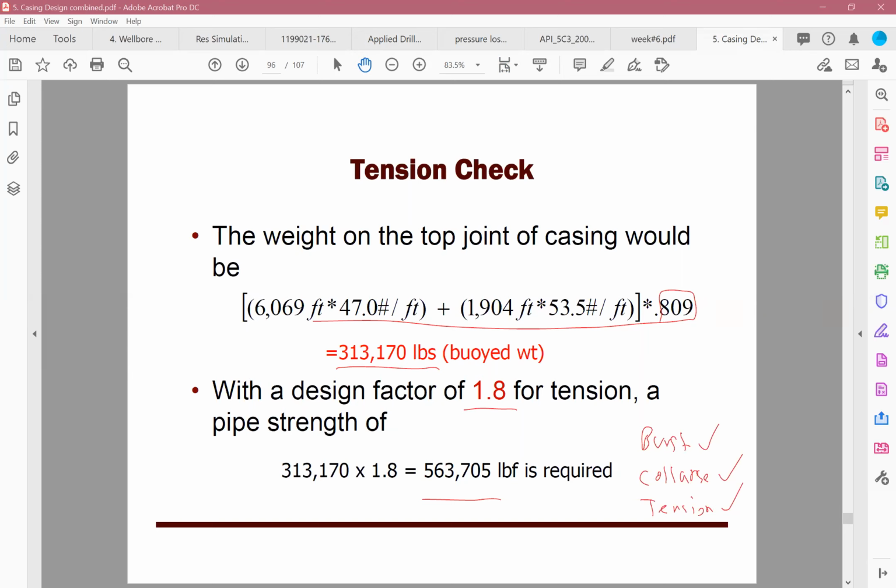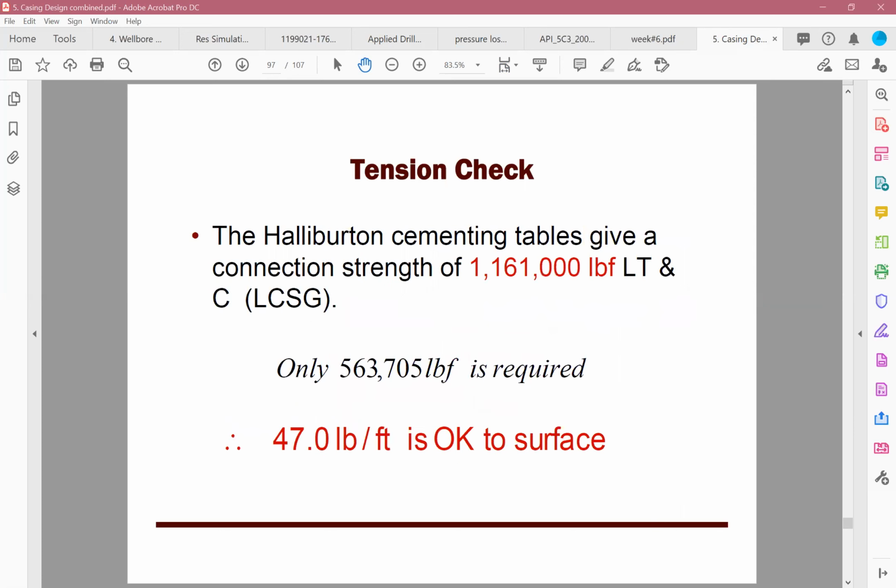So do you compare the 563 to the table? So what do you do? Yeah. So this is 563. Our rating on the table is 1 million something, right? So the tension rating of the 47 casing is much higher than the worst case scenario tension that will be applied to the casing. And therefore, we are okay at the surface. And that's the only point you need to check for this tension.